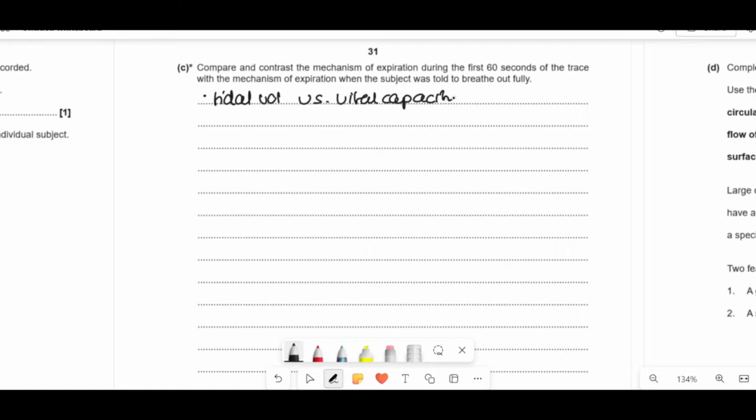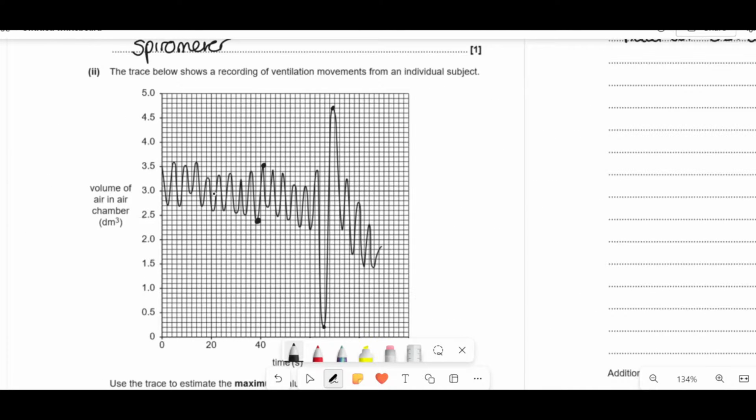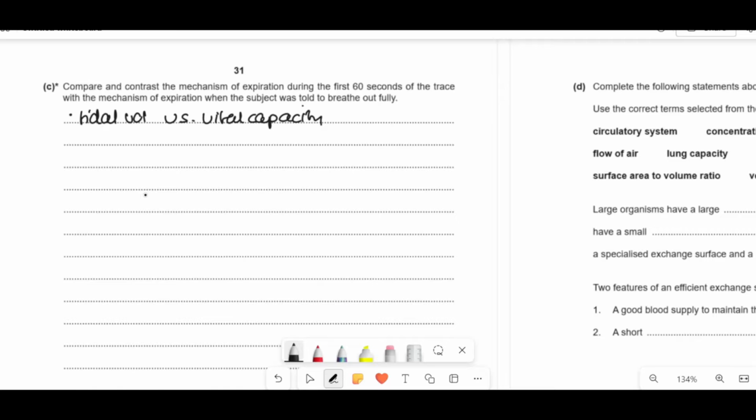And we know it's expiration because we're breathing out into the tube and the volume of the air is going up when they breathe out into the tube. The examiner report says that a lot of people didn't read the question carefully and then started talking about the spirometer trace rather than comparing these two things. You need to look at these two things and compare them as the question has asked you.